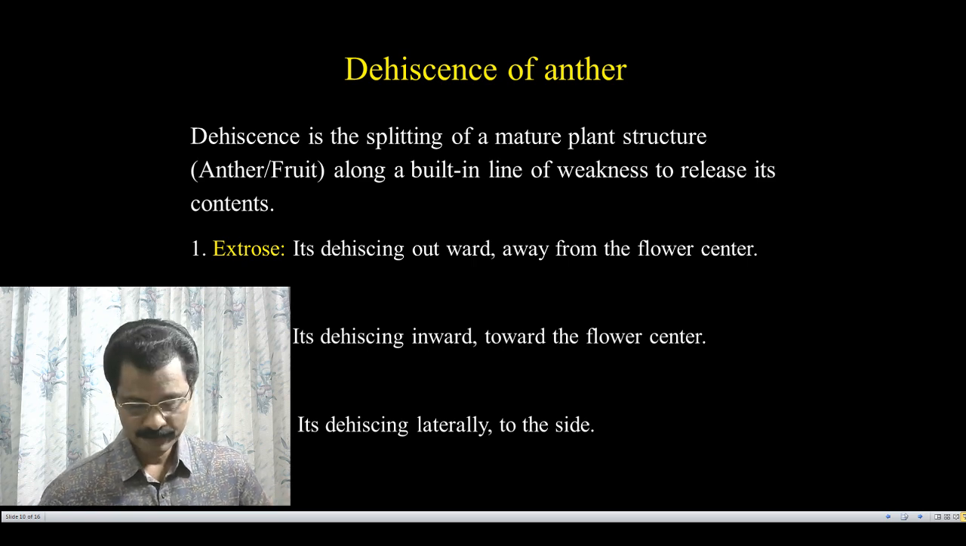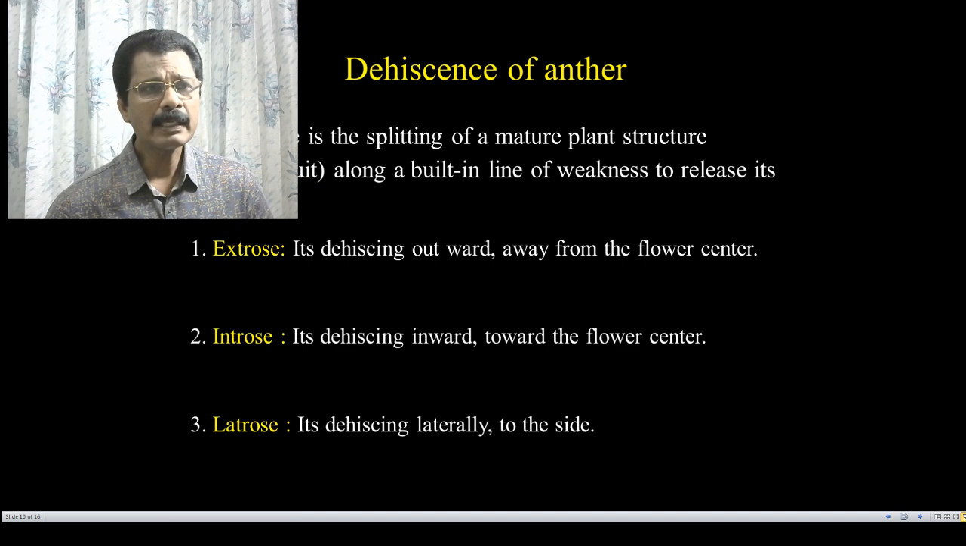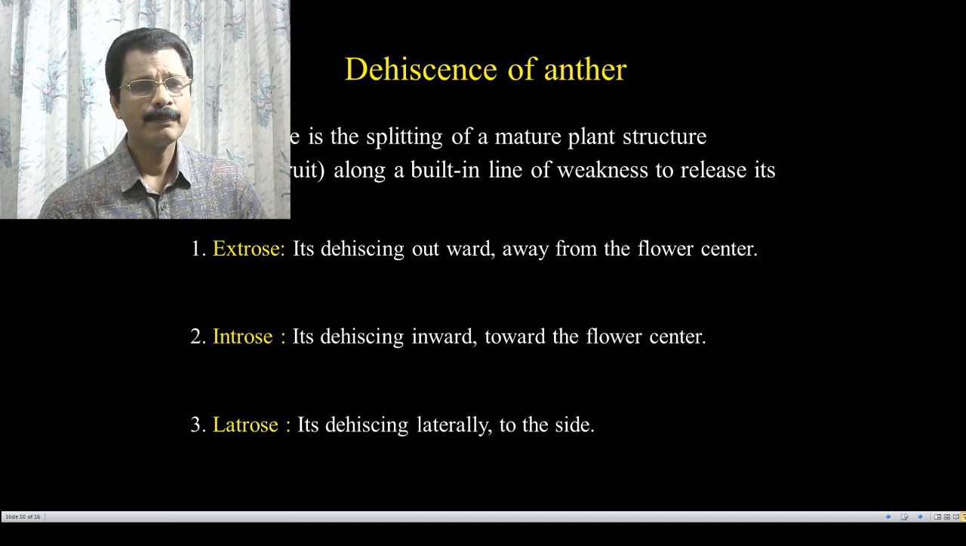Dehiscence of anther: splitting of a mature plant structure along a built-in line of weakness to release its inner contents. Right? Depending upon the position of the dehiscing face, we can name the 3 structures that are there.